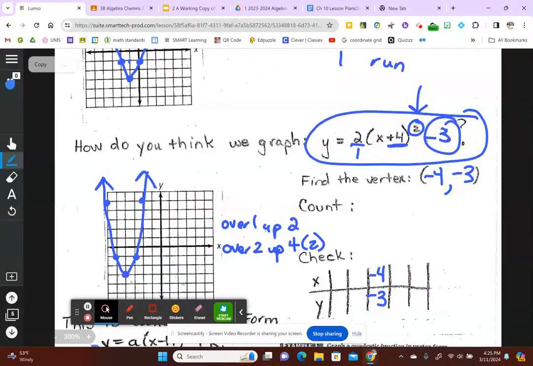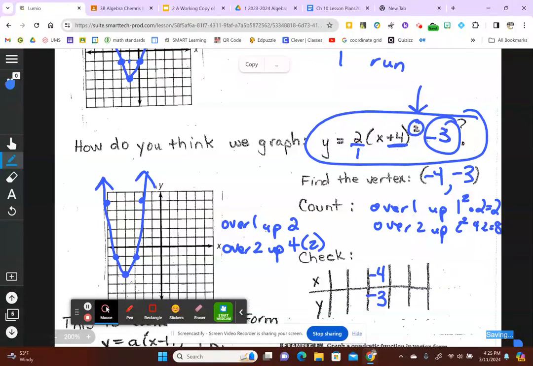So the counting method was I went over 1 up 1 squared, or 1 times a, which is 1 squared times 2, which is 2. Or you go over 2 up 2 squared, or 4 times 2, or 8. But if you do not like the counting method, we can always use the table of values. So I can do -3, -2, -5, -6. If I plug in -3, -3 plus 4 is 1. 1 squared is 1 times 2 is 2 minus 3 is -1.